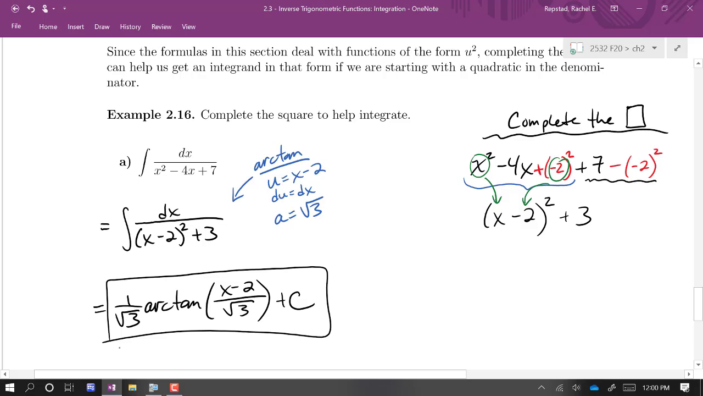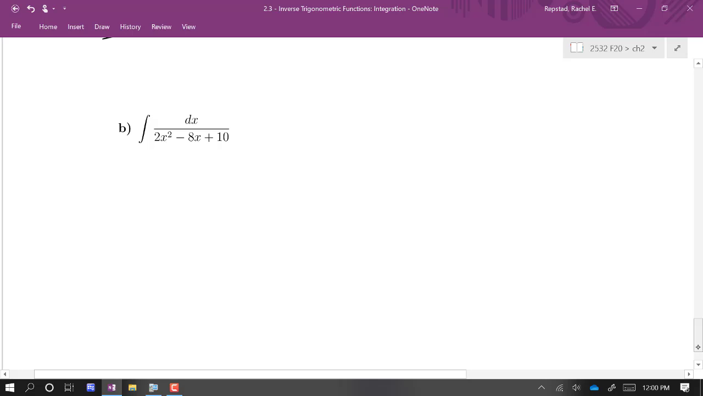Oh, we're going to do one more. This time we've got dx over 2x squared minus 8x plus 10, another quadratic. Now, this is going to work out kind of similarly. I chose this one right here because the coefficient on x squared isn't just 1. When the coefficient on x squared is anything other than 1, completing the square requires an extra step. So I just wanted to do this example to show that.